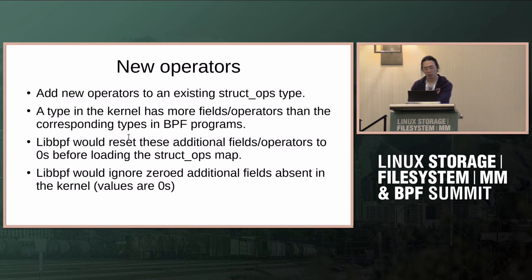So that would be an easier way if you implement a new interface but you still want to run the same program with the old kernel. You need to do some detection and figure out this is a kernel for V1, and you reset the additional field to 0.